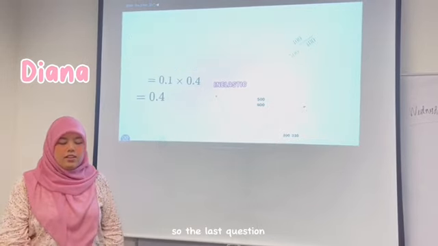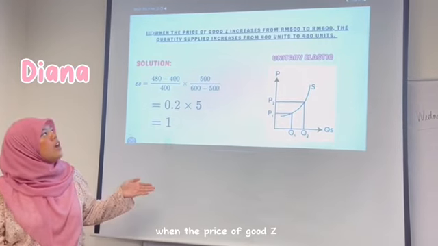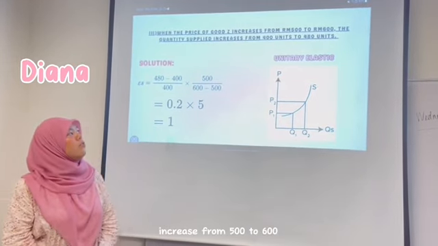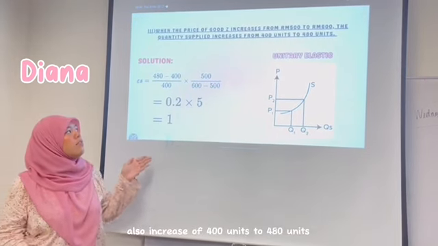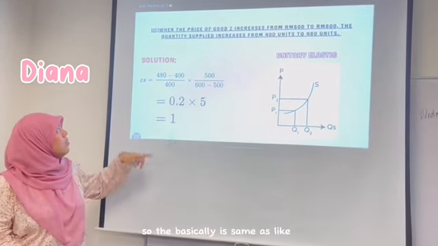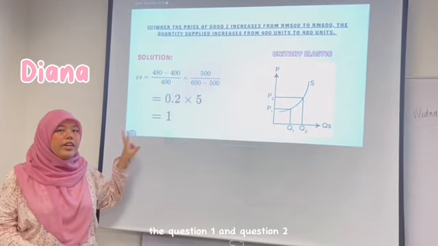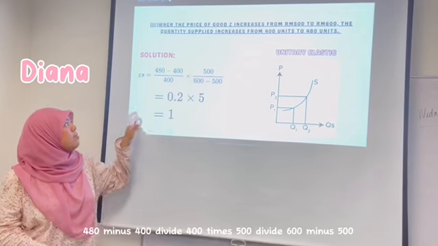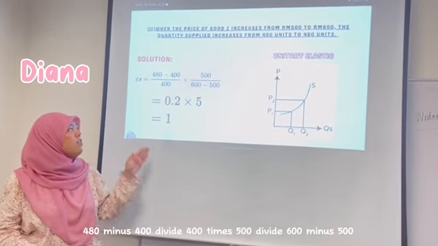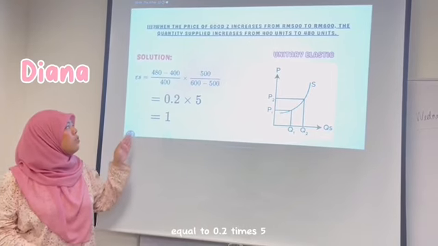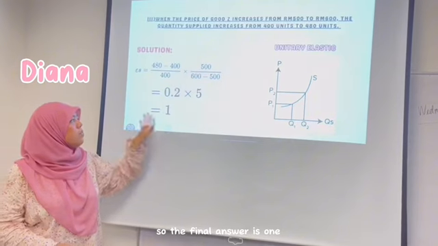So the last question is when the price of good Z increases from 500 to 600, the quantity supplied also increases from 400 units to 480 units. So basically it's the same as question 1 and question 2. 480 minus 400 divided by 400 times 500 divided by 600 minus 500 equals 0.2 times 5. So the final answer is 1.